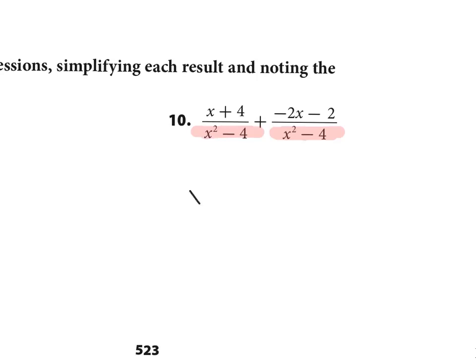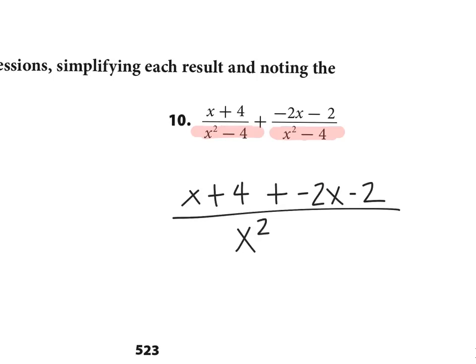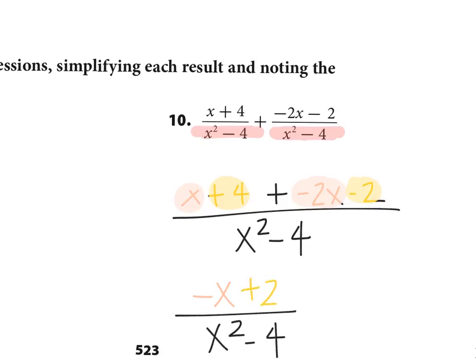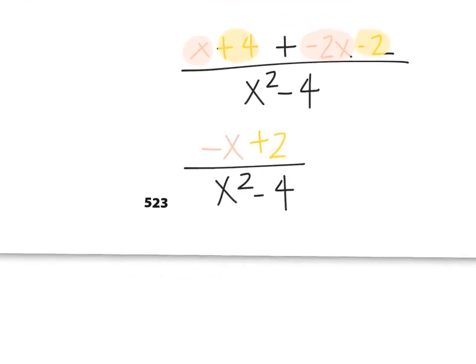So I'm going to write this as one big fraction, x plus 4 plus negative 2x minus 2 divided by x squared minus 4. And then we're just looking for our like terms, so we can combine x and negative 2x, which is going to be negative x, and we can combine 4 and minus 2, and 4 minus 2 is 2. My denominator stays the same, so my answer to this problem is negative x plus 2 over x squared minus 4.